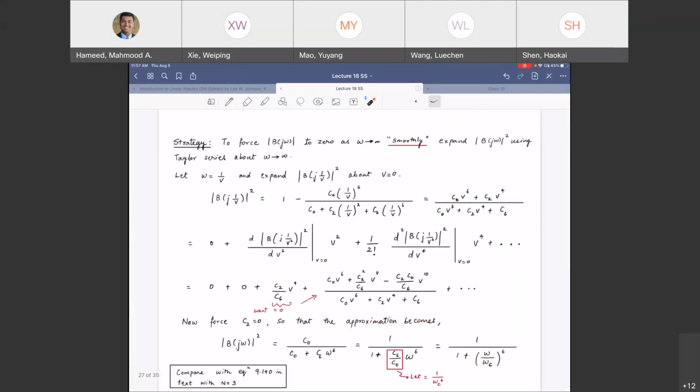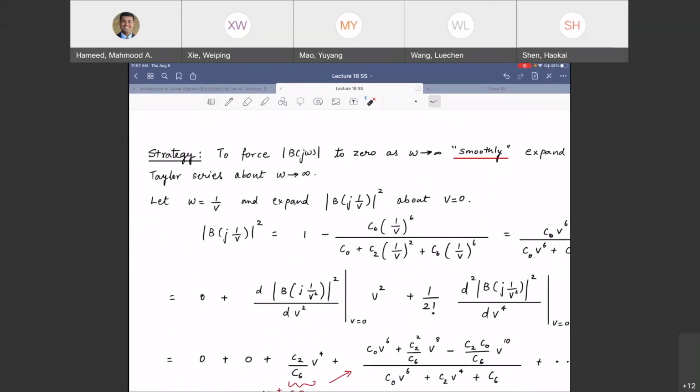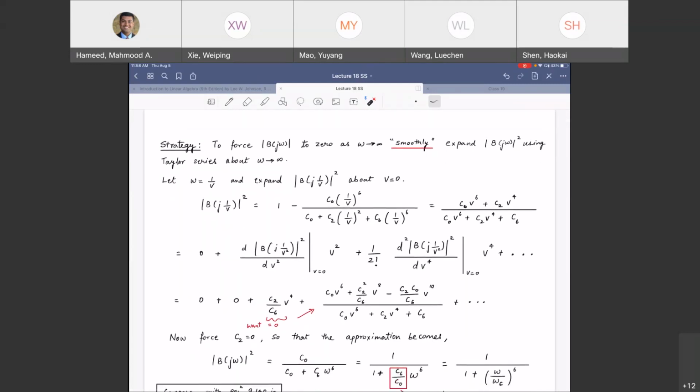So I need to use my second criteria. The second criteria is, as the frequency goes to infinity, the frequency response of this Butterworth filter goes to 0. Smoothly goes to 0. Now, for this, instead of using ω tends to infinity, we'll consider 1 over ω, which is your v, and we'll make v go to 0. You see, we are just finding the reciprocal and trying to make that go to 0.